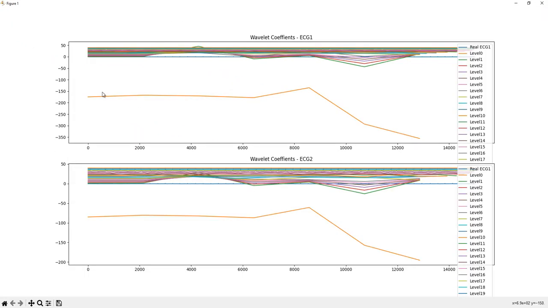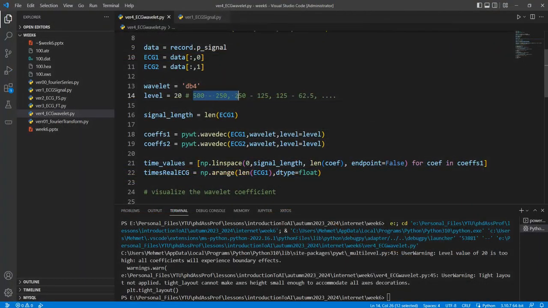Yes. This error case, but why? Yes, sampling frequency. If we divide by 2, the 32 values are divided by 2 at each level. At each case, we divide by 2, 2, and 2, which means that the frequency is divided into 2 over 20 parts.